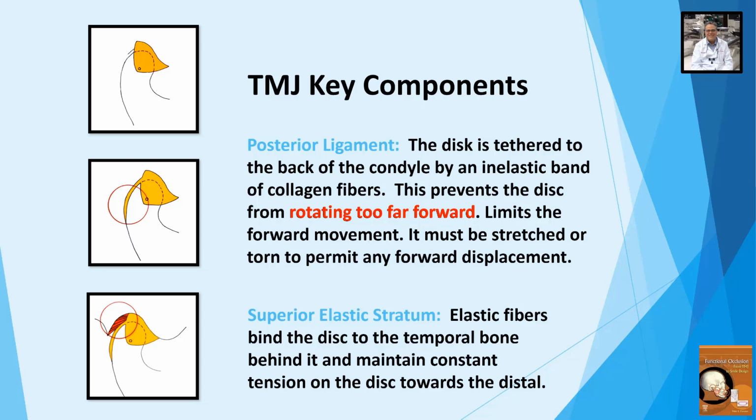Behind, we have these things called the superior elastic stratum. These are elastic fibers that bind the disc to the temporal bone and maintain constant tension on the disc towards the distal. Think about it as like a rubber band that's always tugging on the posterior section of the disc.